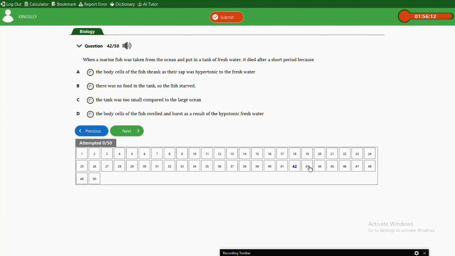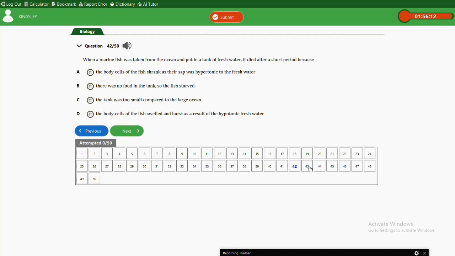The body of this fish actually swelled and burst as a result of the hypotonic fresh water. Of course, we know that the fresh water is hypotonic to that of the marine fish. The marine fish has more salt content, and so as a result, in osmosis, there will be movement of water from the point where water is in higher concentration to the point where water is in lower concentration.